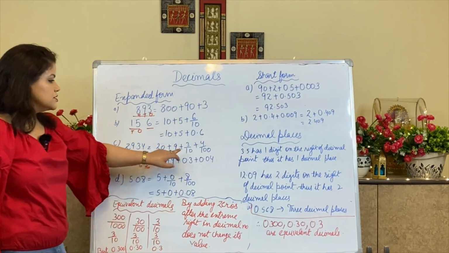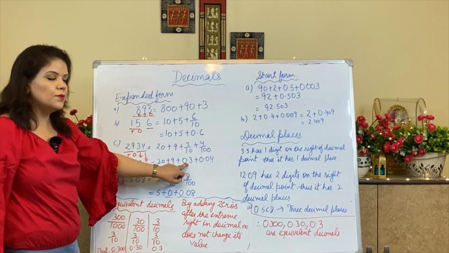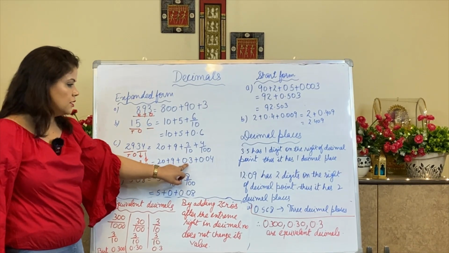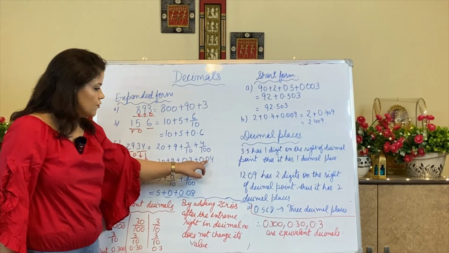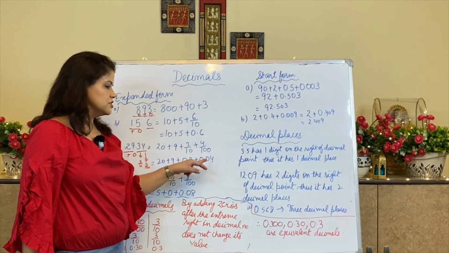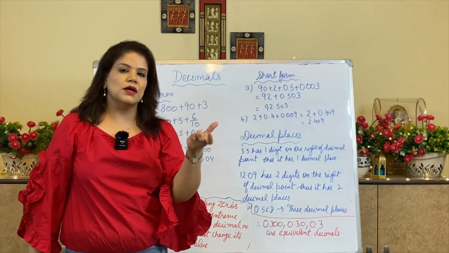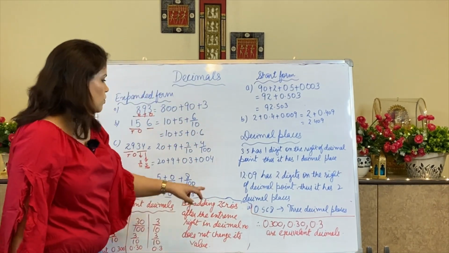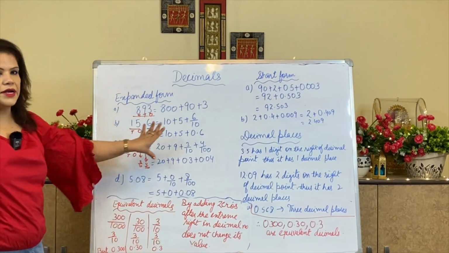Now since there is 1 zero in the denominator, we write the numerator digit after the decimal. But there are two zeros in the denominator, so we need two places after the decimal. So how do we do that? In between the decimal and the numerator number you will add a 0. So this 0 will come here. This is the expanded form.